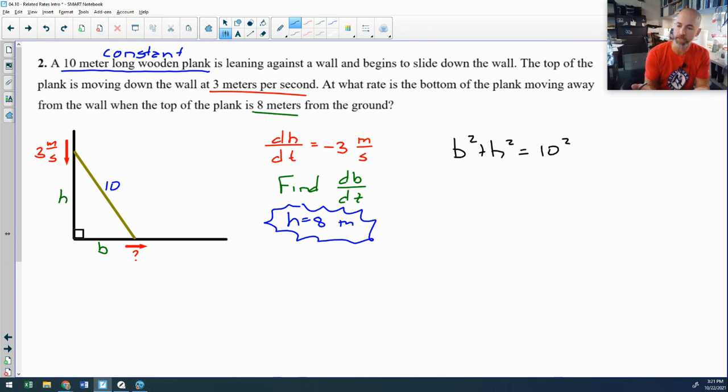And once I have that formula, now I'll see, can I plug anything in? I can't plug anything in yet because h and b are changing. They have to remain variables. 10 is a constant. I already have that in there. So I have all that. Now I am ready to think derivatives.